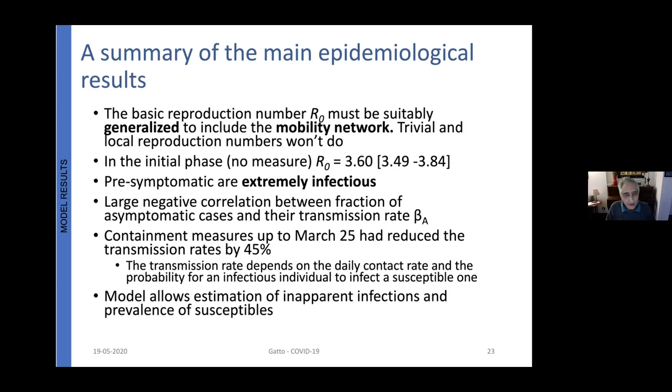Containment measures had reduced the transmission rates by 45%, not enough at that time to make the reproduction numbers more than one. That will be achieved later. And again, the model allowed the estimation of inapparent infections and the prevalence of susceptible and of infected.